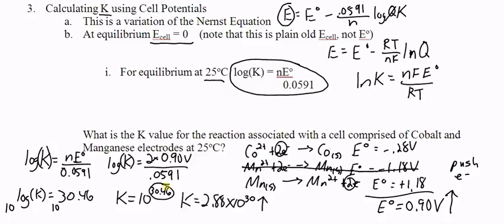So hope that helps. Again, the calculation should be pretty straightforward. A lot of the skills you're going to be using are things that show up elsewhere, determining the number of moles of electrons and figuring out the standard cell potential. And then after that, it's just a matter of remembering how to get rid of a log.